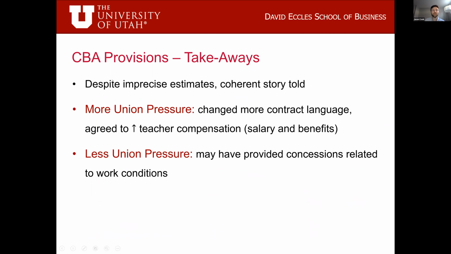Okay, so the takeaways for this are that we have imprecise estimates. We definitely do, but there's a coherent story, we think, being told. The districts that are facing more union pressure are changing more of their contract language overall. They're agreeing to higher teacher compensation, both in terms of salaries and benefits, whereas the districts that are facing less union pressure may have provided concessions related to work conditions. But as Marty said, and this is a big part of the story, I think it would be worth devoting time and resources to trying to figure out the direction of that. So I think that's a great suggestion.